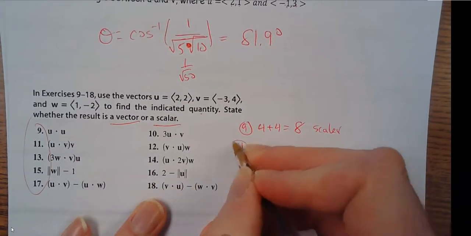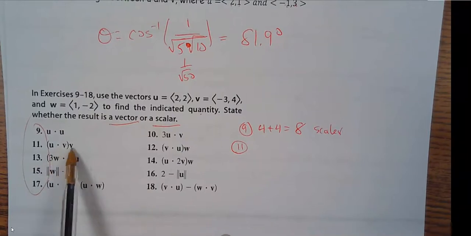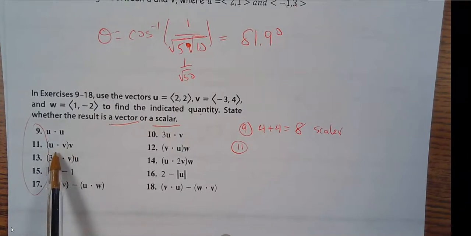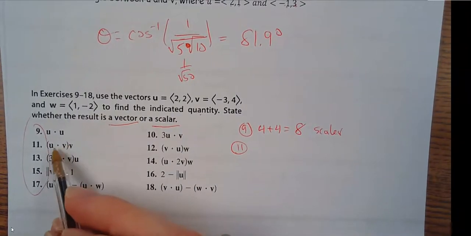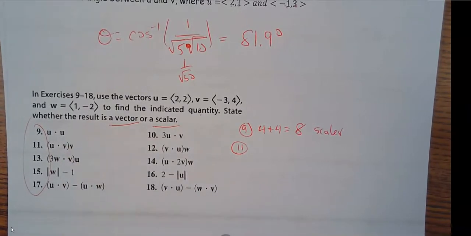Number 11, it looks kind of weird. And you might think, well, what about those properties in the front? None of those properties say what to do with this. And what it is, this dot product is a scalar. And I'm going to take a scalar times a vector, which we did in day 1. So we already know how to do that. So I'm going to find the scalar first, I'm sorry, the dot product, and then multiply by the vector.